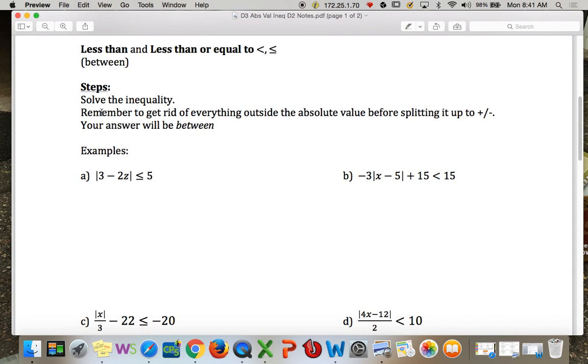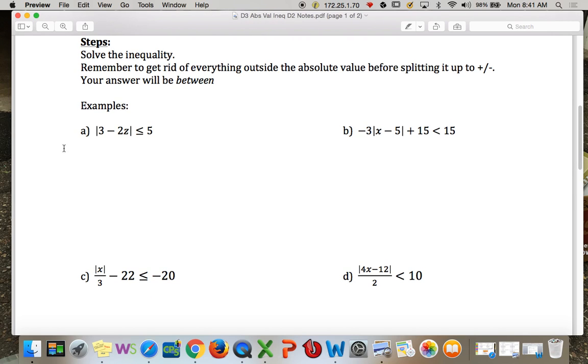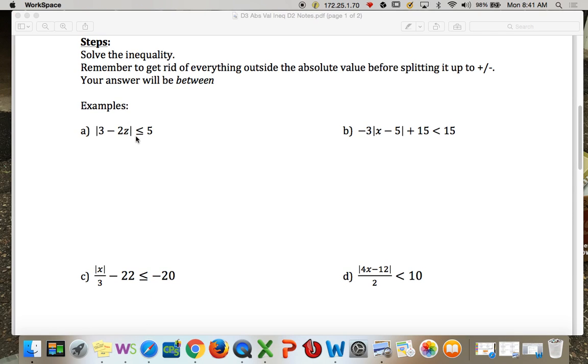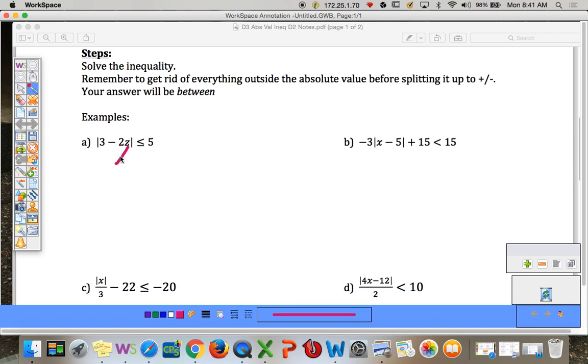So here are the steps. Solve the inequality. Remember to get rid of everything outside the absolute value before splitting it up to plus and minus, and your answer will be between. So the first one right here, we have the absolute value of 3 minus 2z is less than or equal to 5. There's no numbers outside the absolute value, so we can split it up right away and do 3 minus 2z is equal to 5.